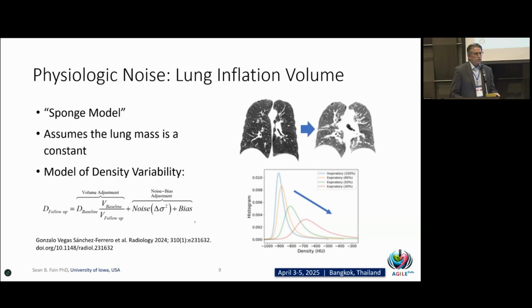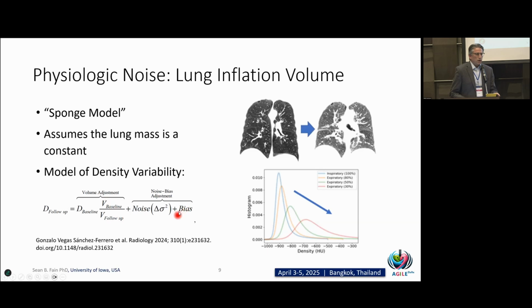The most typical is referred to as the sponge model, and it assumes the lung mass is a constant. And doing this, we can scale the density accordingly. And because I'm a physicist, I have to have one equation. This is my only equation. We can use this ratio relative to a baseline lung volume to correct the density. And this is what's commonly called volume adjusted density.